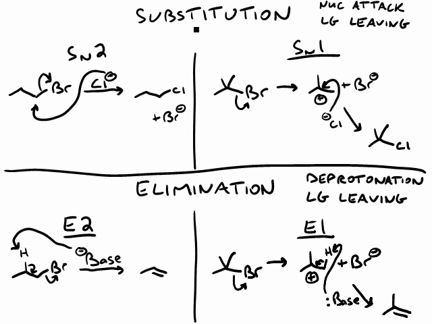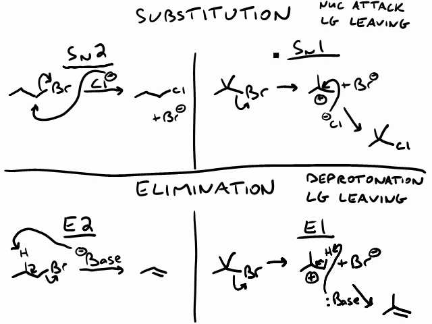So when we compare substitution and elimination, we see that substitution is accomplished through two things happening: nucleophilic attack and loss of a leaving group. Elimination occurs through deprotonation and loss of a leaving group. Now, there's two varieties of substitution. There's SN2 processes and SN1 processes.